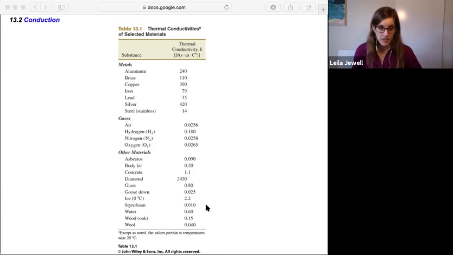Concrete, diamond, some nice ones in here. Goose down, that's a good insulator, right? Styrofoam is another good insulator, which is why it's often used in cups. So this hopefully gives you some idea of the different thermal conductivities that you could have.